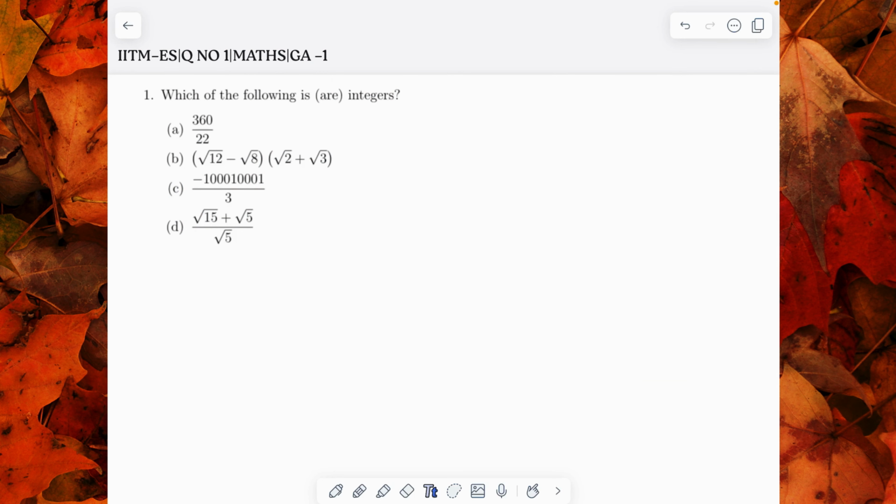Hi everyone, now we are going to look at question number 1 of Max 1 for IITM-Es graded assignment 1. Now, this is one of the very simple questions.